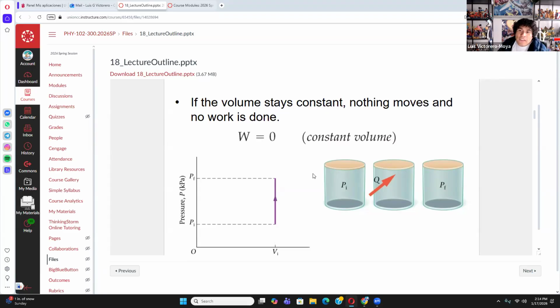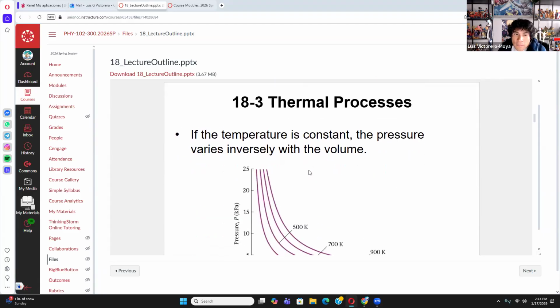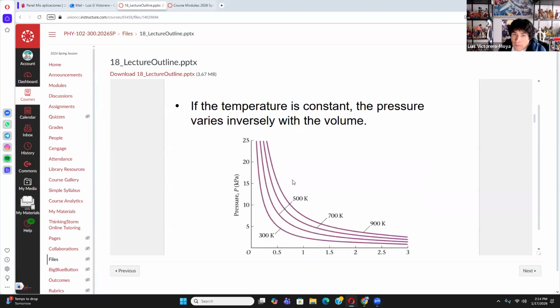Now, the specific heat capacity C, or little c, varies depending on whether it's constant pressure or constant volume, and whether it's monoatomic or diatomic, right? You can have gases that are monoatomic and gases that are diatomic. Depending on that, you have different values of heat and internal energy. If the temperature is constant, you have a curve like this, okay? And all the heat is equal to work. There is no change in internal energy. So the pressure varies inversely with the volume.